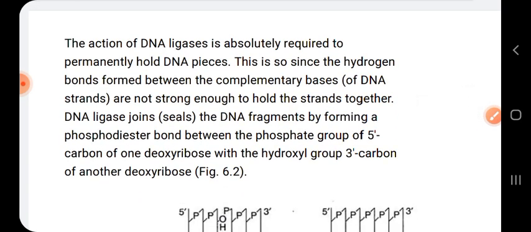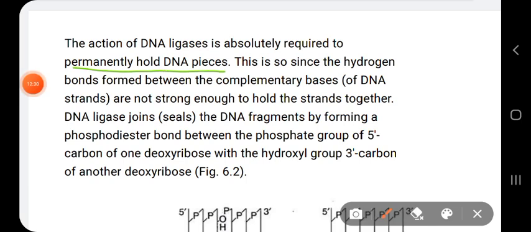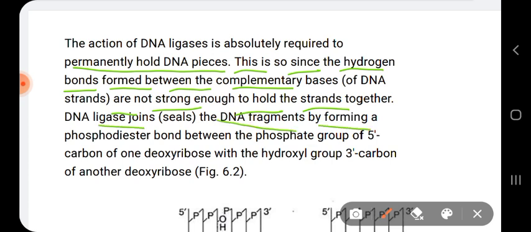Now, what is the action of DNA ligase? It permanently holds the DNA pieces together by phosphodiester bond formation. This is so since the hydrogen bonds formed between the complementary bases are not strong enough to hold the strands together. Yes, the hydrogen bonds formed between the complementary bases are weak bonds. So DNA ligase seals the DNA fragments by forming a phosphodiester bond.